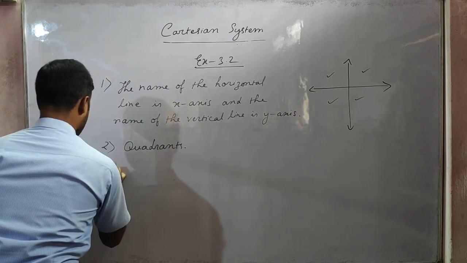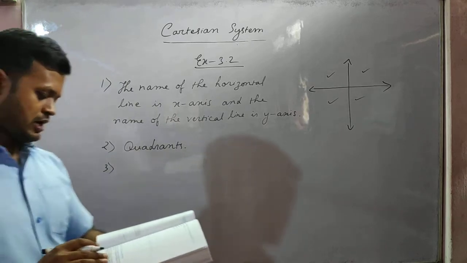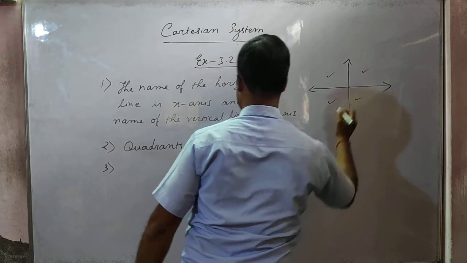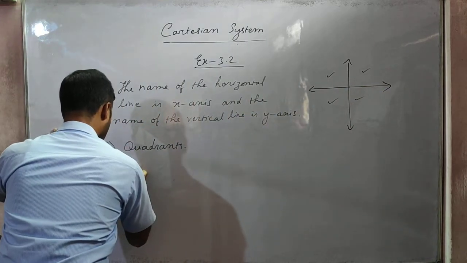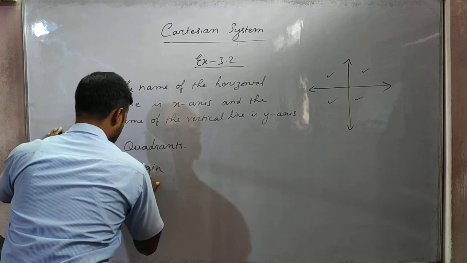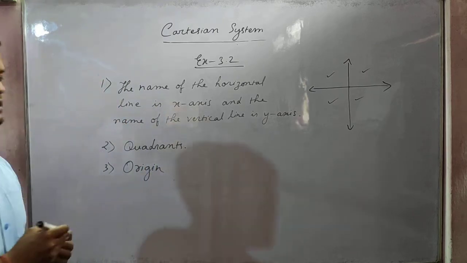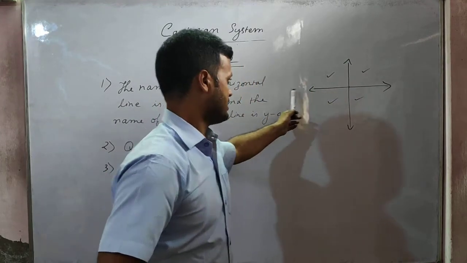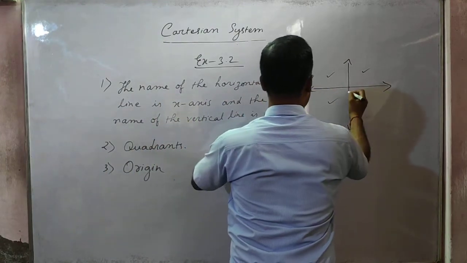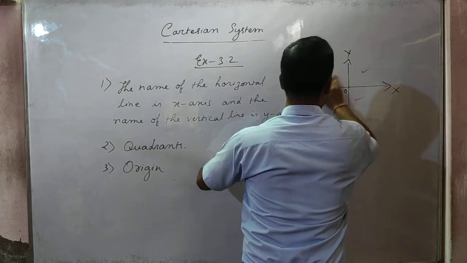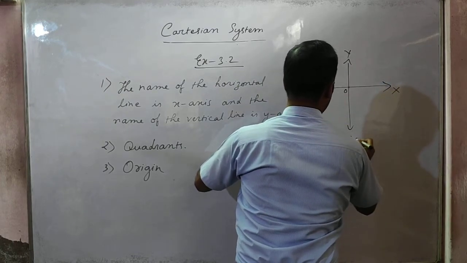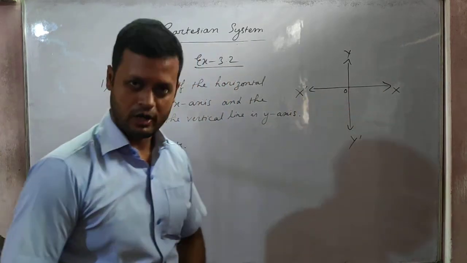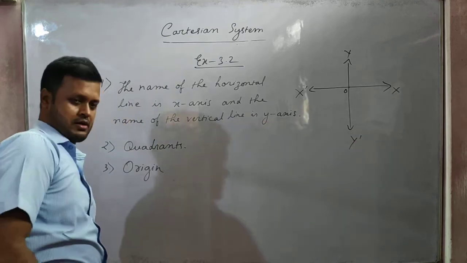Number 3. Write the name of the point where the two lines intersect. What is the name of this point? The name of the point is origin. That means the x-axis, this is x dash o x, and this is y o y dash, isn't it? Both the x-axis and y-axis intersect at this point. This point is called the origin, isn't it?